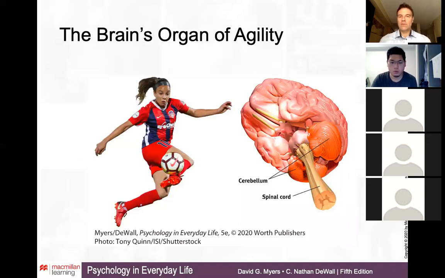And if your cerebellum, that is located here underneath the occipital lobe and the temporal lobe, is damaged, then you wouldn't be able to play soccer, run or balance the body in any way, ride a bicycle, walk. It would be very difficult.